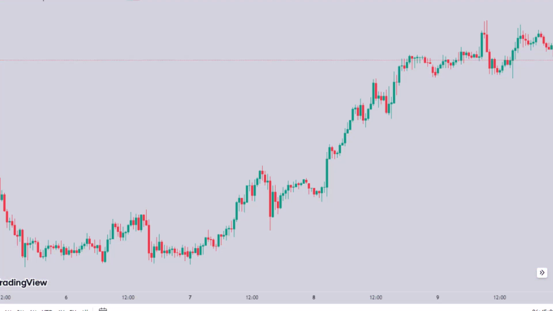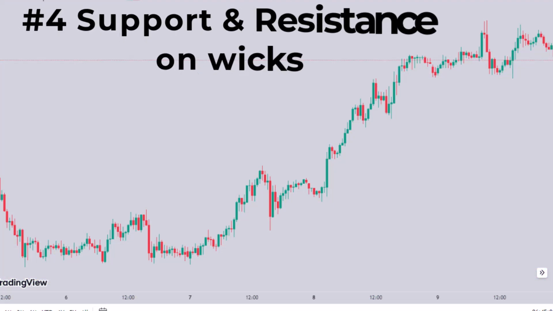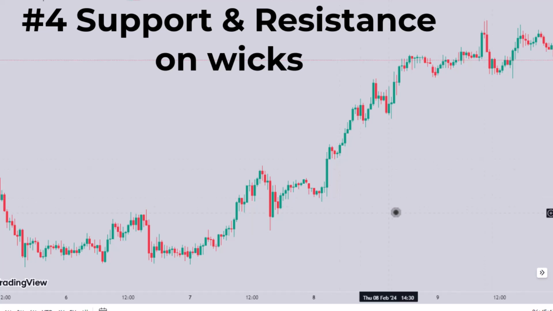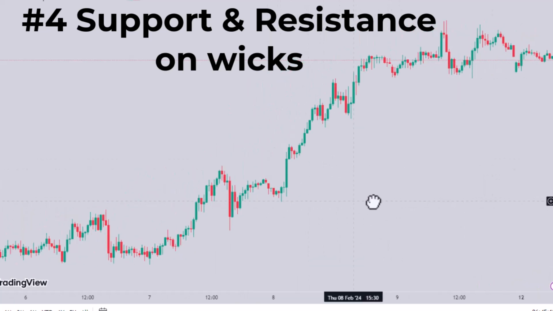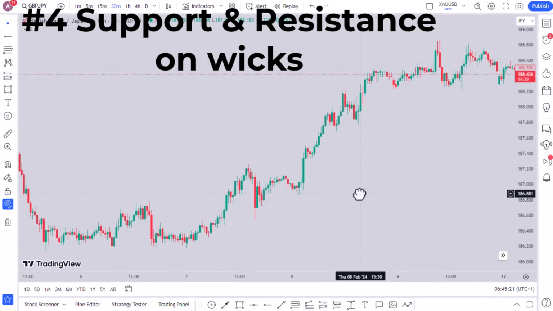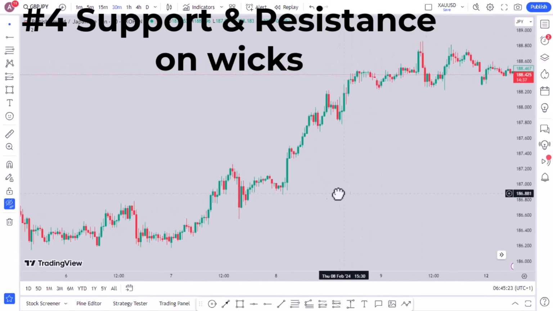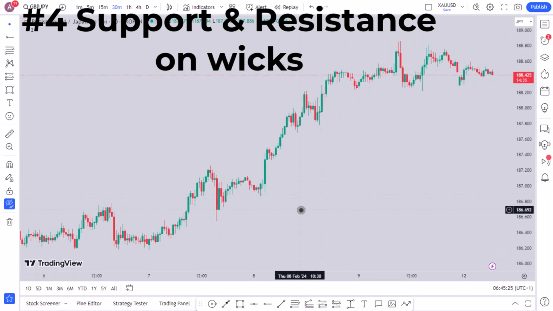So the last but not the least, we talk of support and resistance on wicks. How I go about my support and resistance and really benefit from them is simply identifying my wicks on the current market price. As you can see, we have GBP JPY. This is the current market price. Now, how many wicks can you see as we speak right now?